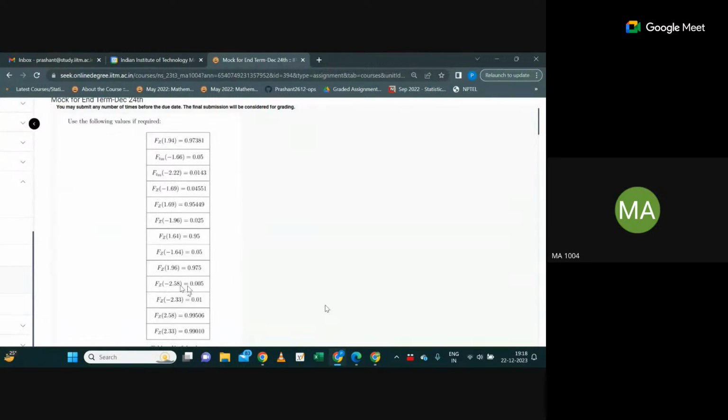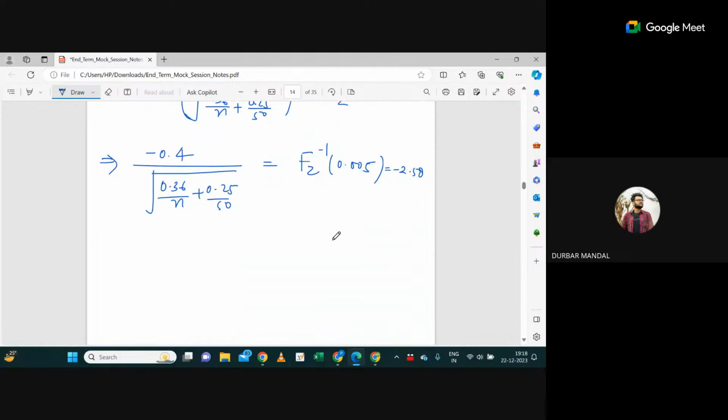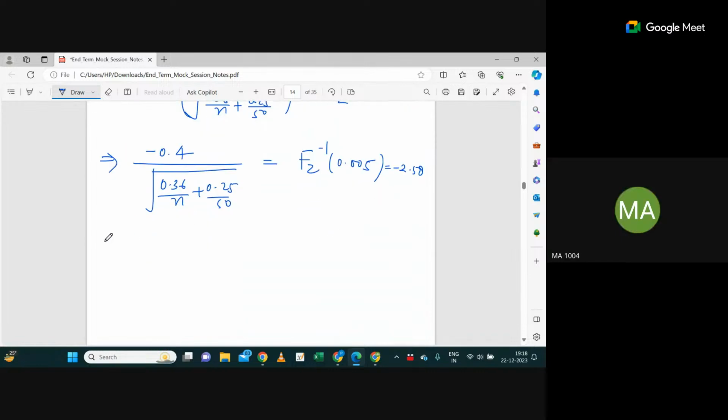Is everyone getting how I'm calculating this value? So it will be minus 2.58, right? This is minus 2.58, right? Yes or no? Okay. So the minus sign will get cancelled out, right?